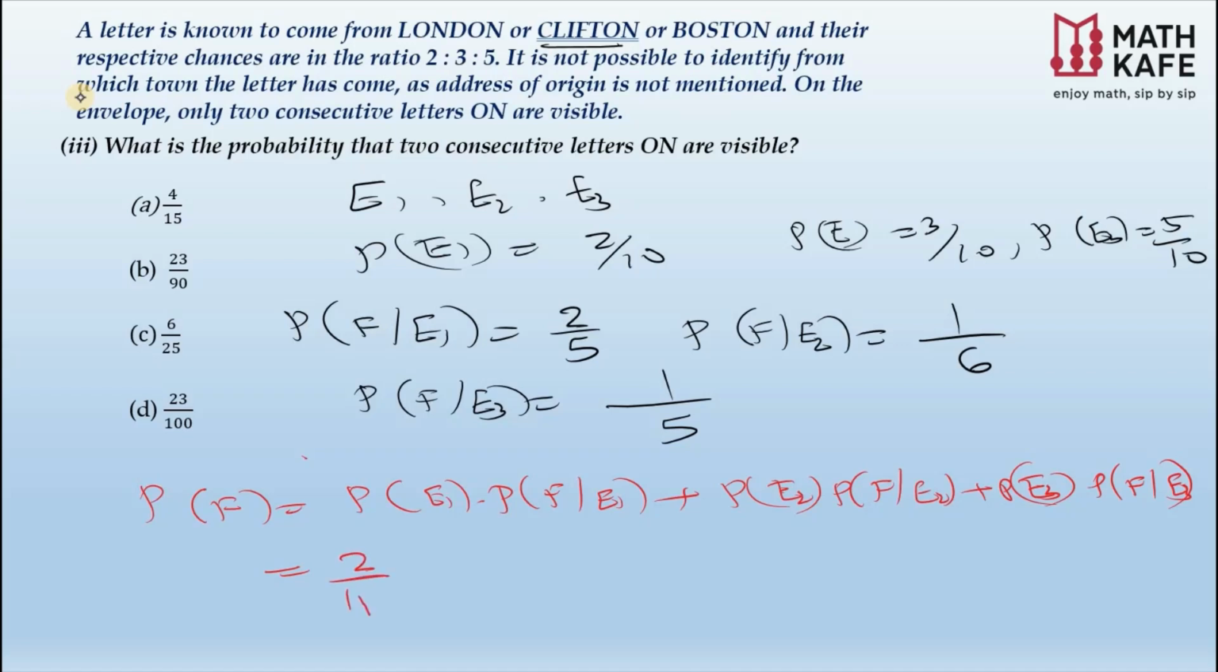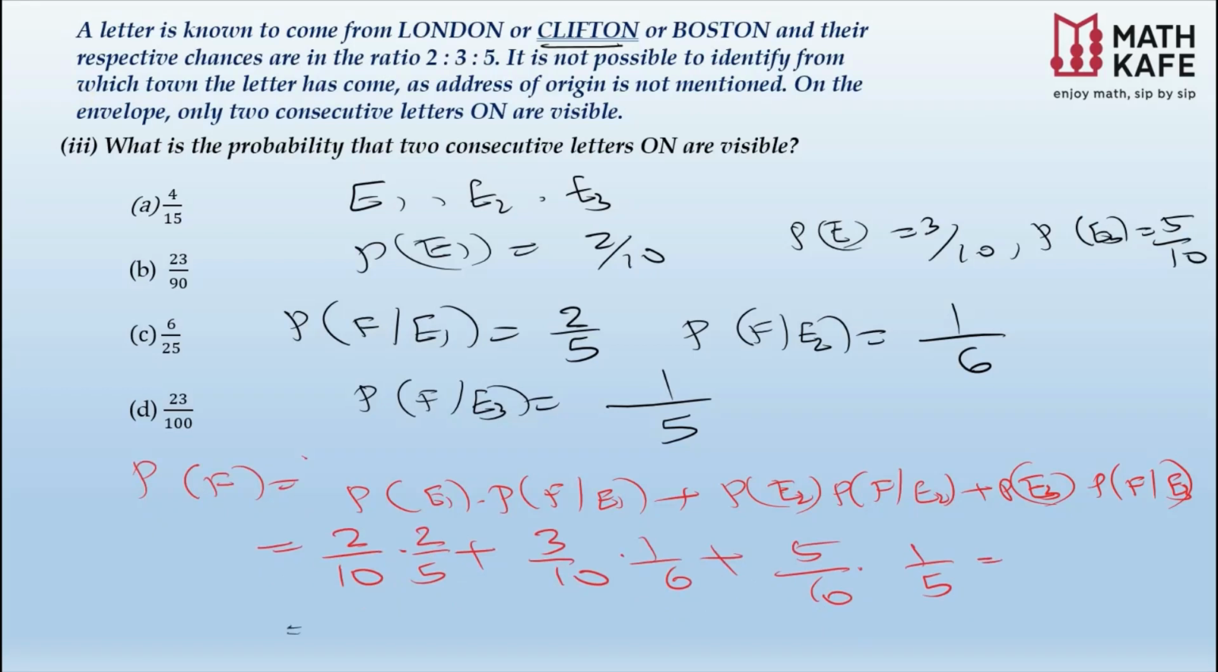See the first one, the letter has come from London, 2/10, and the corresponding probability will be 2/5, plus this is 3/10, and the probability is 1/6 for ON visible, and for Boston it is 5 by 10, and the probability of visibility is 1 by 5. Now you need to simplify this to get the final answer.